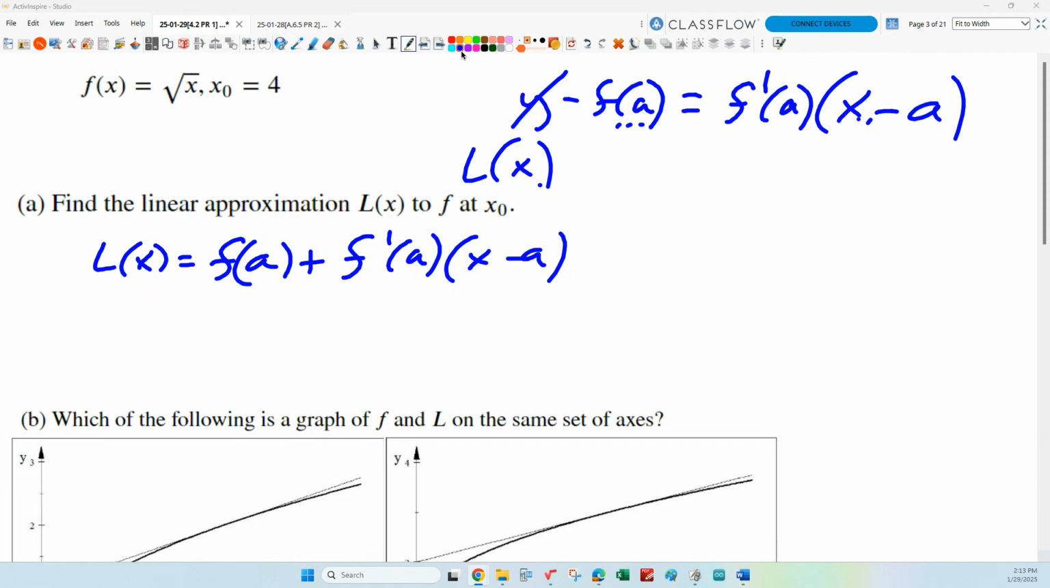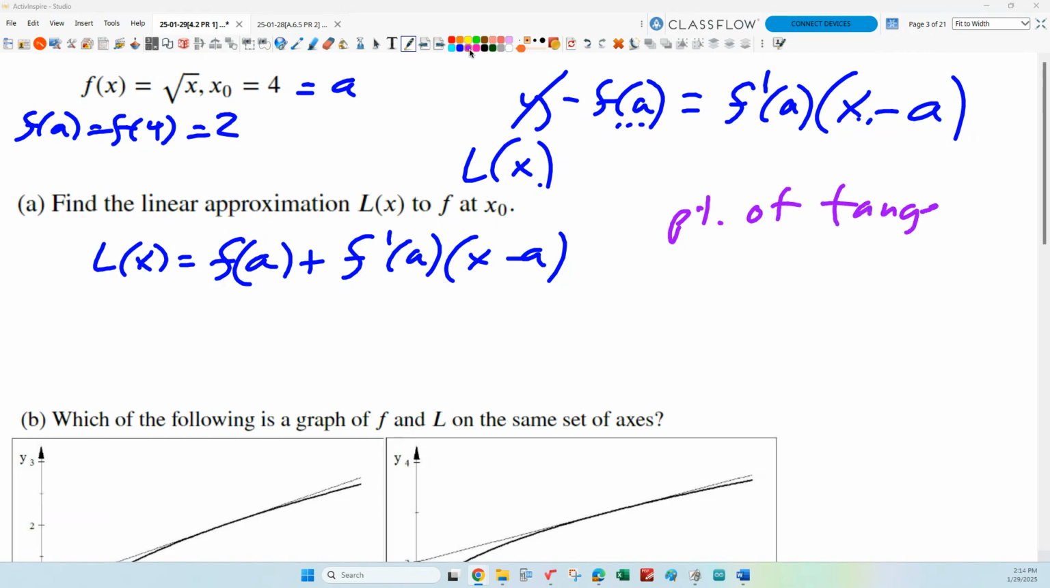Okay, what's f of x? Square root of x. Then what's a? 4. So what is f of a? F of a equals f of 4 equals 2. So our point of tangency then is what point? 4, 2. Good.